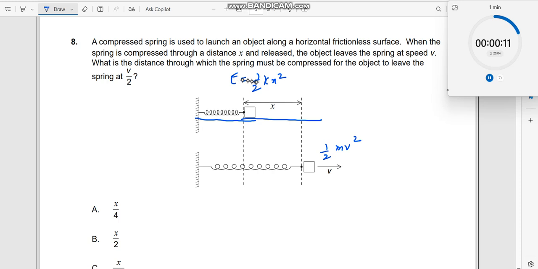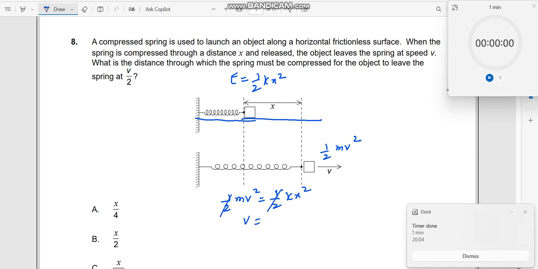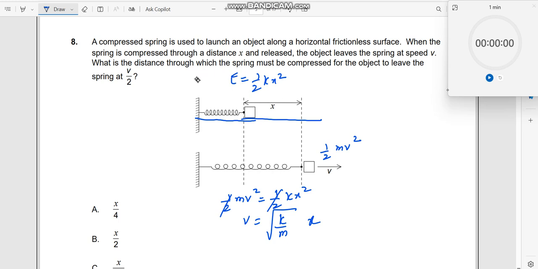What is the distance to which the spring must be compressed for the object to leave the spring at v by 2? Okay, so if I equate this, I get half mv square is equal to half kx square, or v should be equal to, the half and half cancel, root of k by m into x. Now what is the question here? What is the distance through which the spring must be compressed? How much should you compress the spring, so that the object leaves the spring at v by 2?